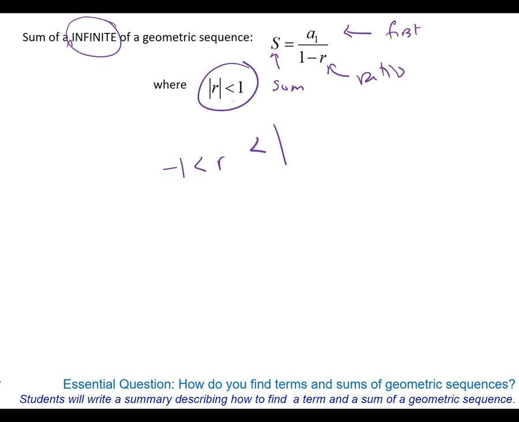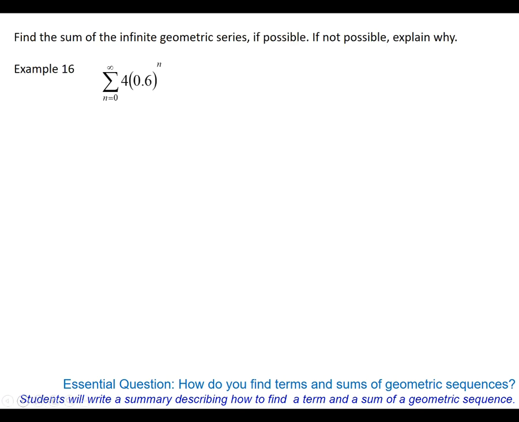So let's take a look at this one. Let's do a couple of these, same format as we had before. I know it says we're going to find the infinite, and look at the top. See that infinity up at the top? Even if they said just find the sum of the geometric series, you should know you're using your infinite formula because there's an infinity at the top of the summation.